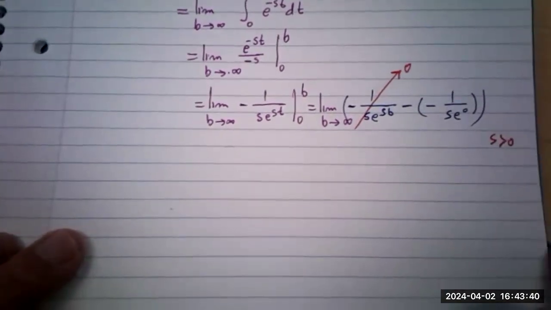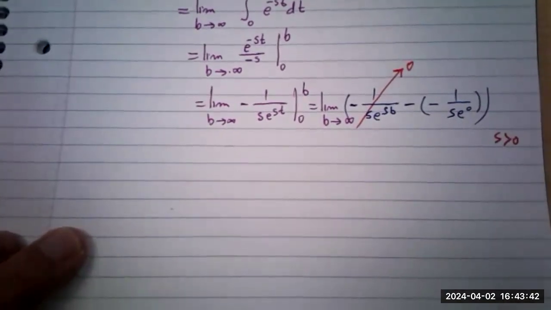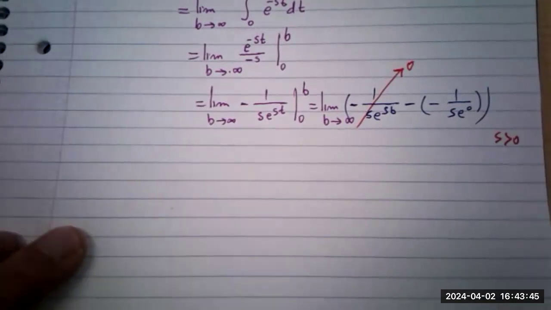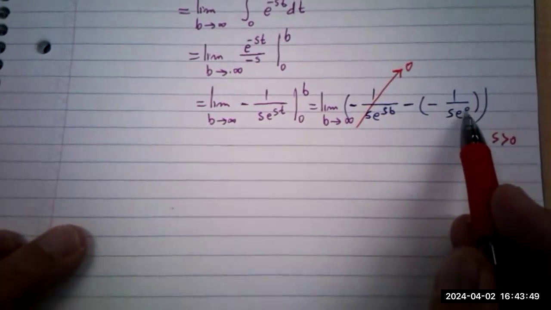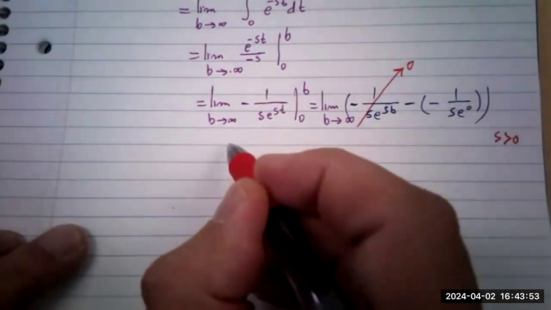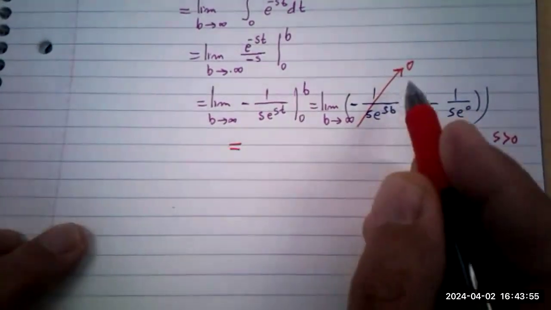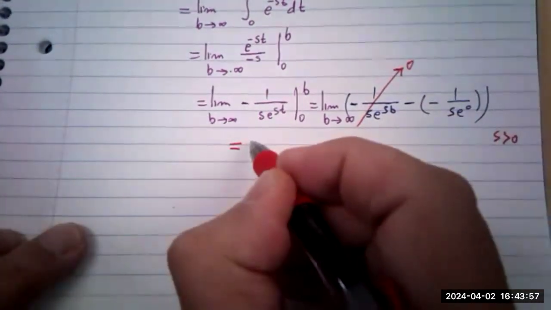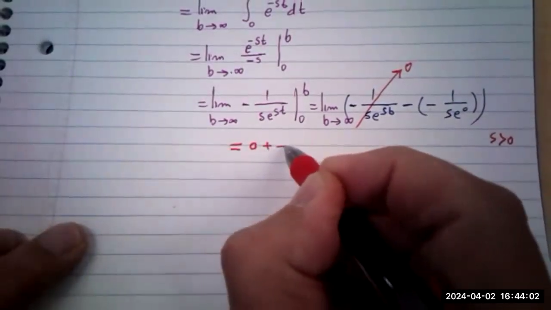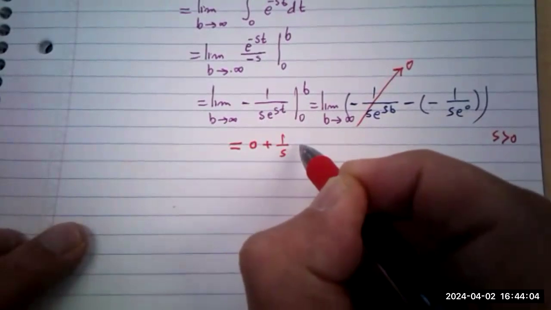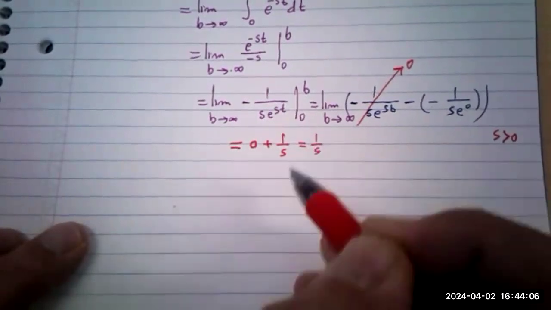This is what I talked about. Whatever restriction you need, you can impose now. And you get to this part. So this would be 0 if s is positive, and e to the 0 is 1. So what's going to be the result now? The first part would be 0, and the second one would be plus 1 over s, and the result would be 1 over s.